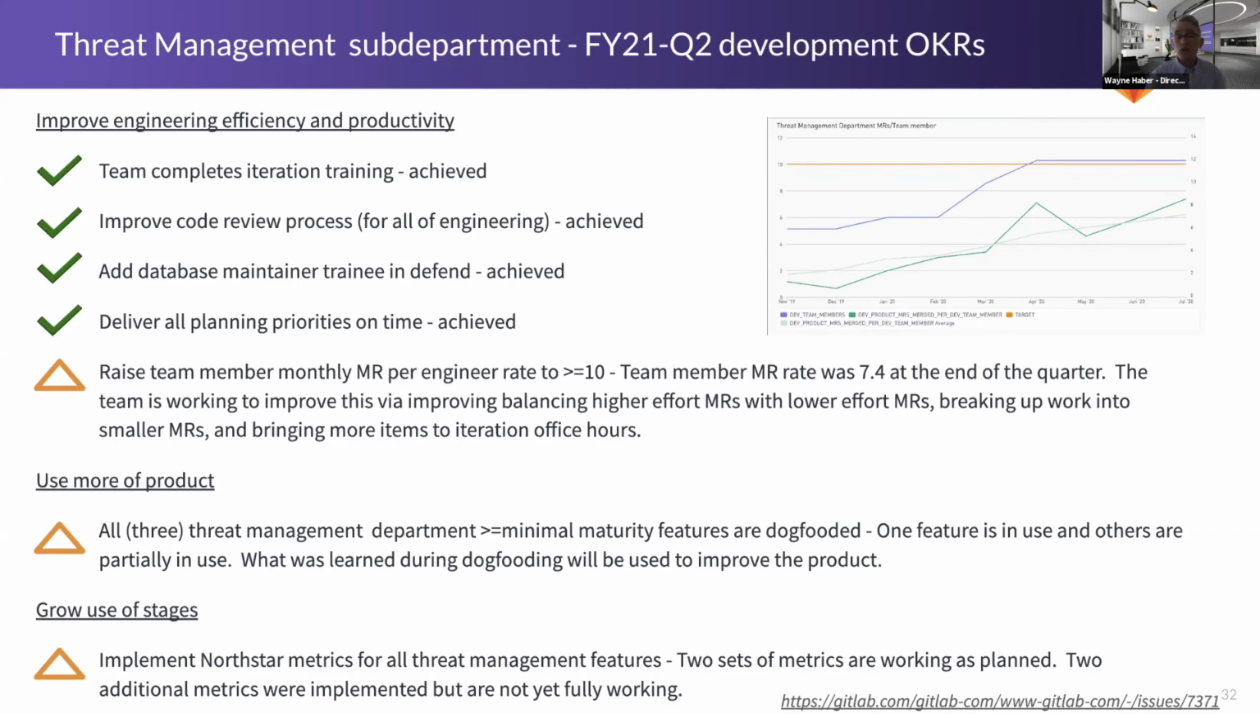In terms of using more of the product, we wanted to dogfood at GitLab all of the threat management department features. One is completely in use and working well. That's the vulnerability management side. And then on some of the defend features, we weren't completely successful of using them inside GitLab, partially successful, but we learned quite a bit, which can be used to improve the product. And lastly, North Star metrics is 2 metrics are working as planned and 2 additional metrics are implemented but not fully working. We're working with the threat management team and actually with the telemetry team as well to fully complete this.